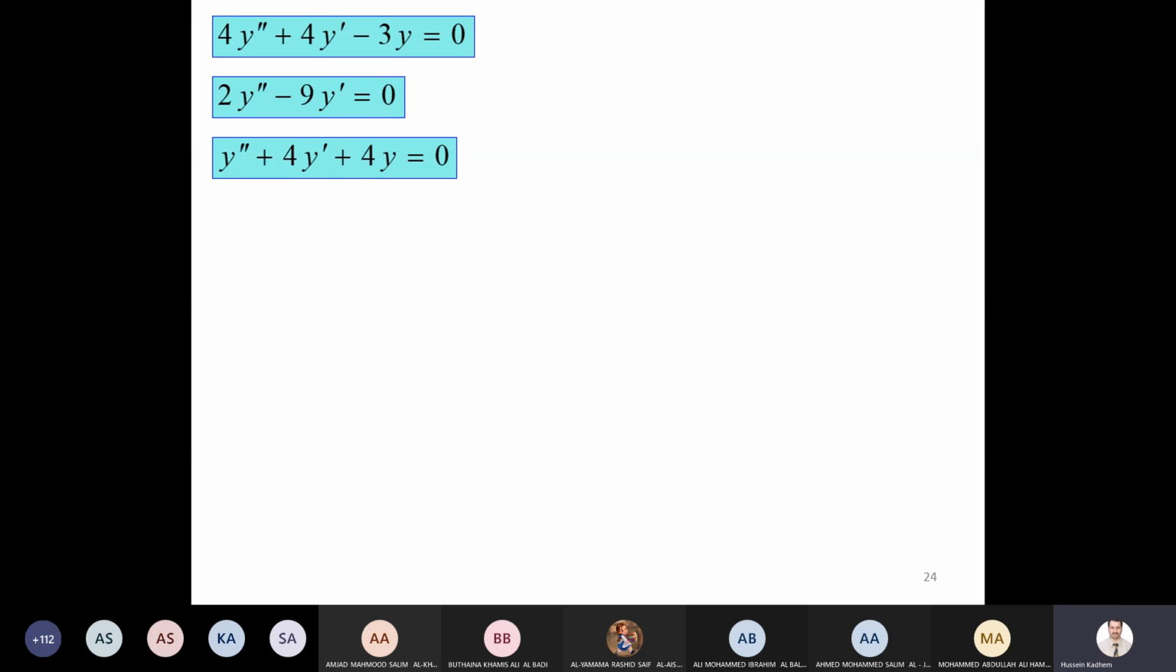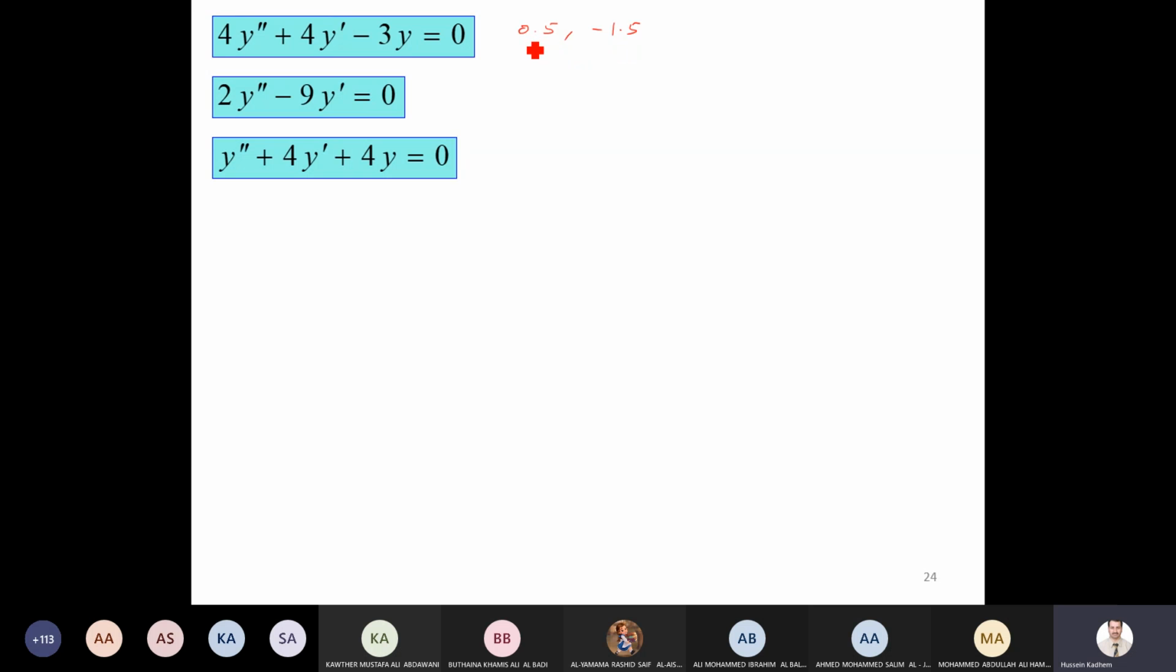Anybody found the roots for the first problem? 0.5 and minus 1.5. Anybody else found the same roots? Same, doctor. That's great. Yes.